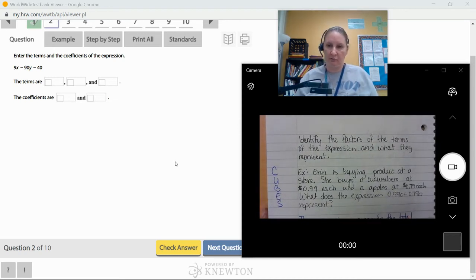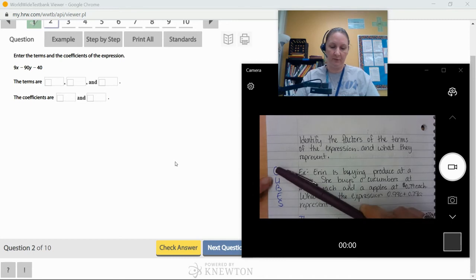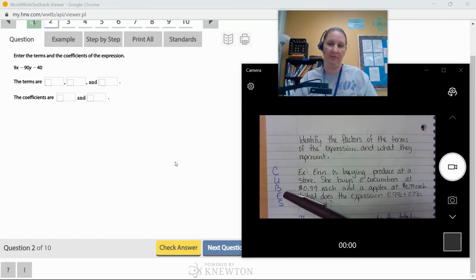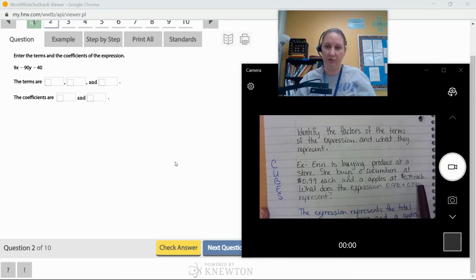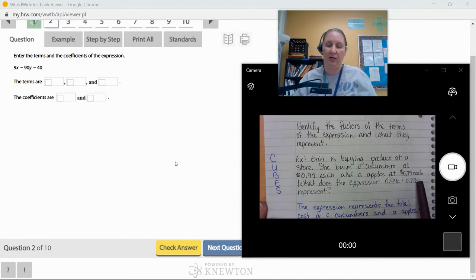Okay, so we're going to do a word problem. I'm going to refer back to CUBES. That's our problem solving strategy. You want to identify the factors of the terms of the expression and what they represent. So Erin is buying produce at the store. She buys C cucumbers at 99 cents each and A apples at 79 cents each.